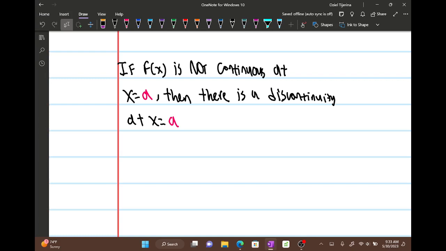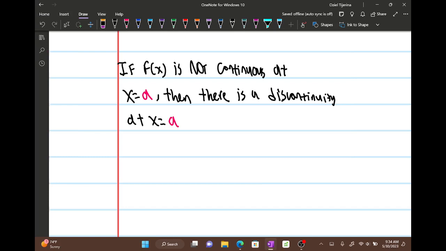Of course, this is the most basic definition. If f is not continuous at x equals a, then there's a discontinuity. That's kind of the basic idea of discontinuity, right? But when it comes to graphically, we want to go more in depth with what does this all mean? How do we see this in terms of math problems, right? Instead of just the definition.